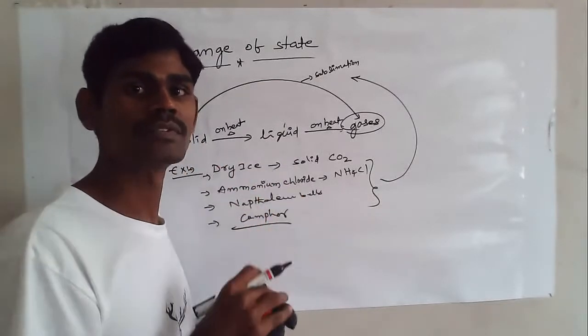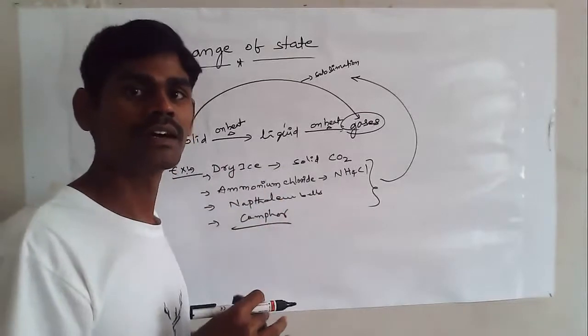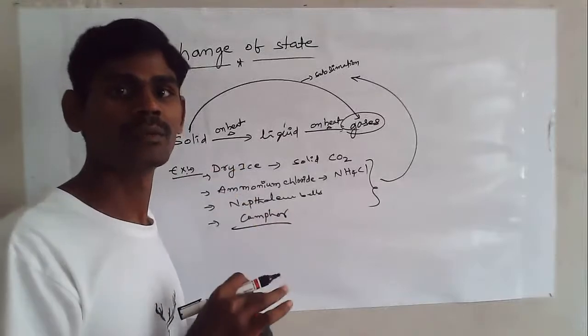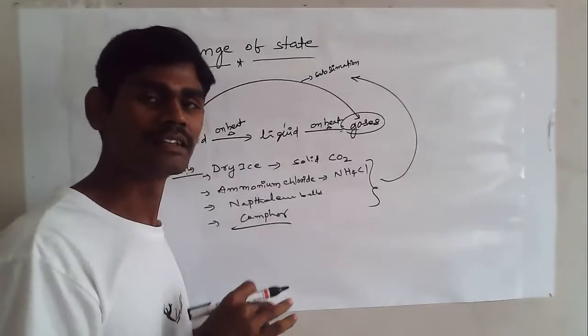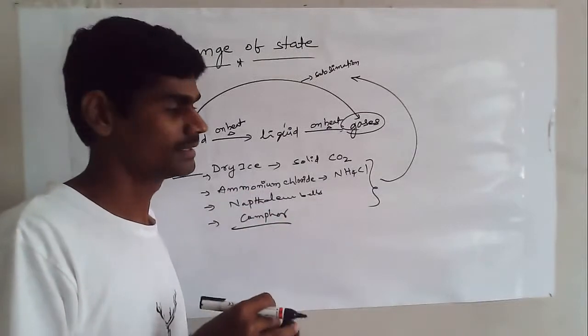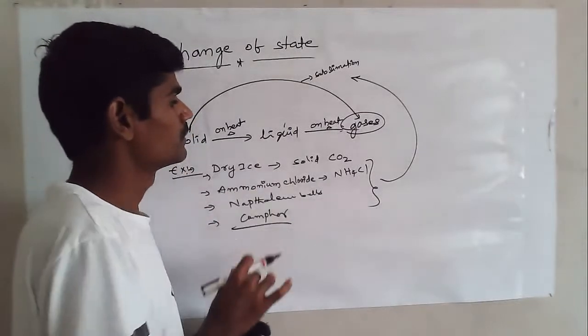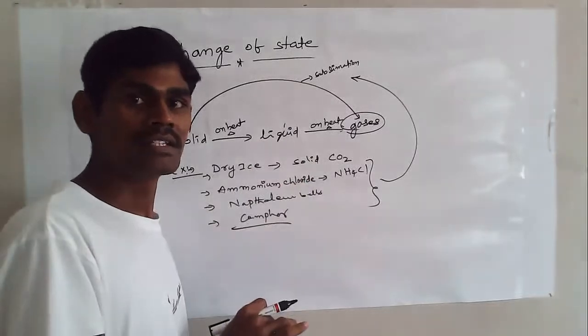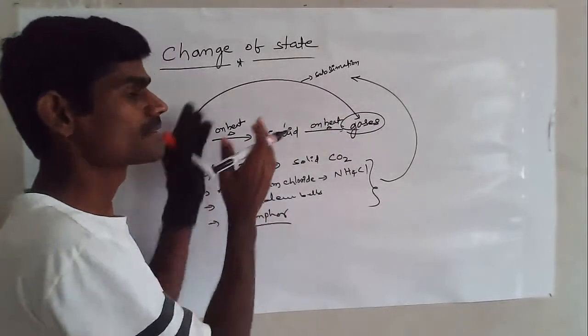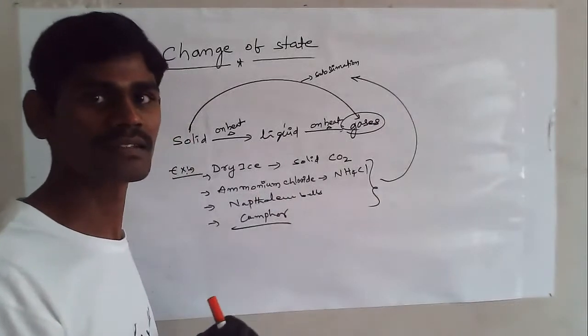In the temple, we observe the pujari giving the arati to God by lighting a white camphor crystal. At that time we observe the camphor crystal continuously burning without converting into liquid state. It is directly converted into gaseous state. This process is called sublimation.